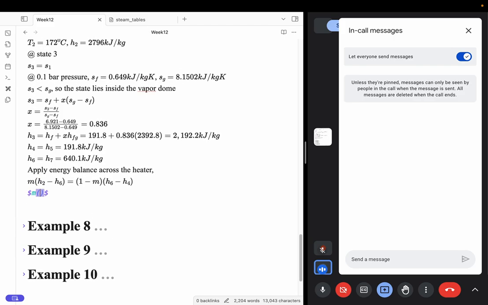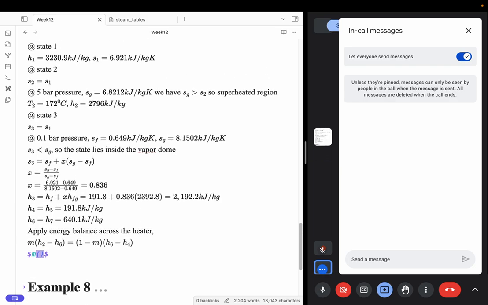h2 is already known, 2796, minus h6 is also known, 640.1, should be equal to 1 minus m times h6, which is already known, minus h4, which is also known. So if you solve that, you will get m equal to around 0.172.